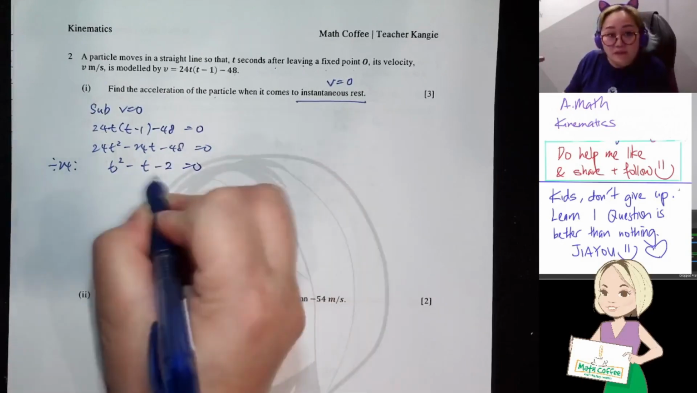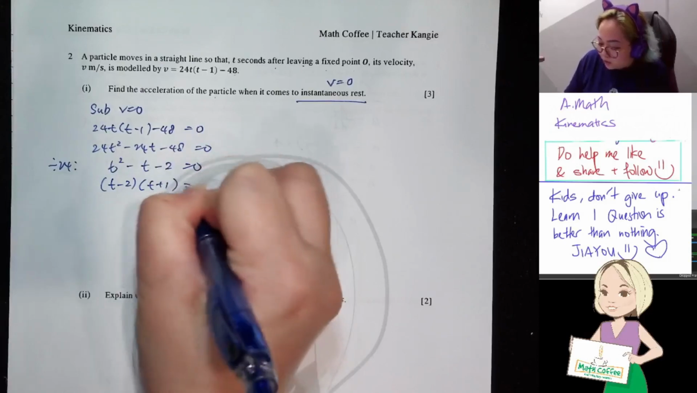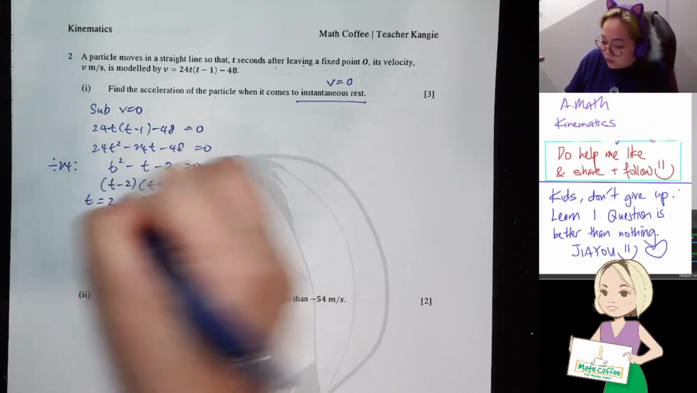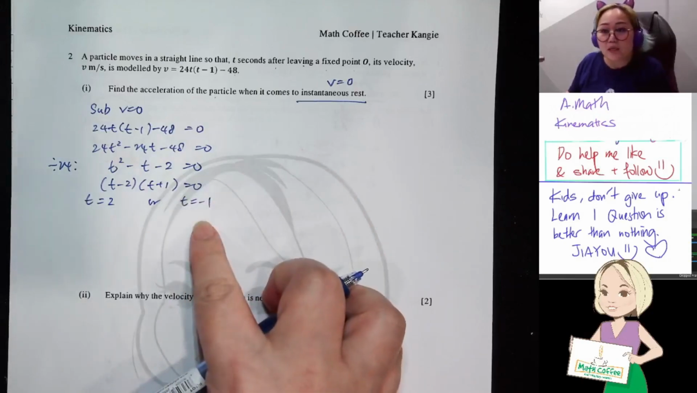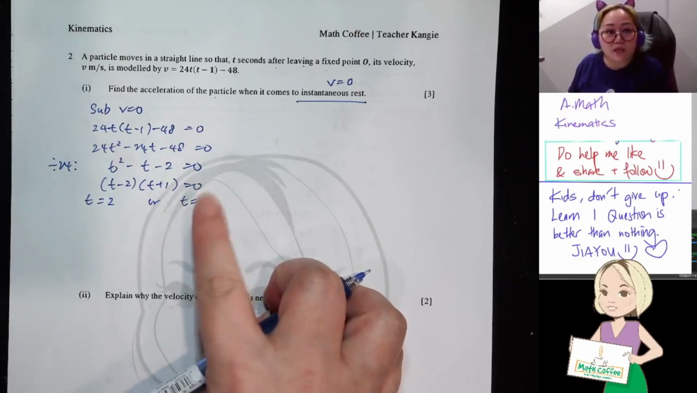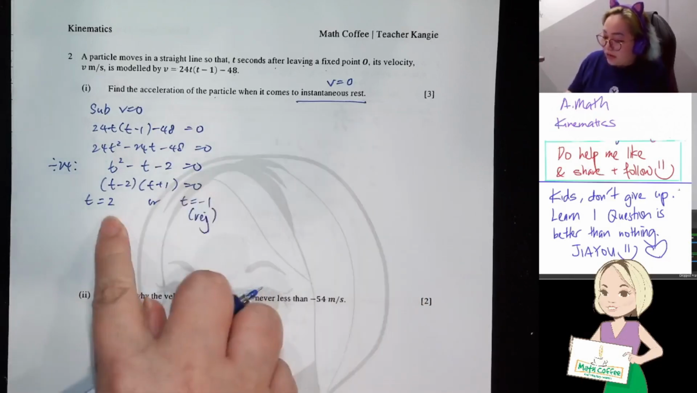So then after that, factorize this. So I will have t minus 2, t plus 1 equals to 0. So we have t equals to 2 or t equals to negative 1. And remember I said t negative means you cannot accept it, you must reject this one. So reject this. So I only have t equals to 2.